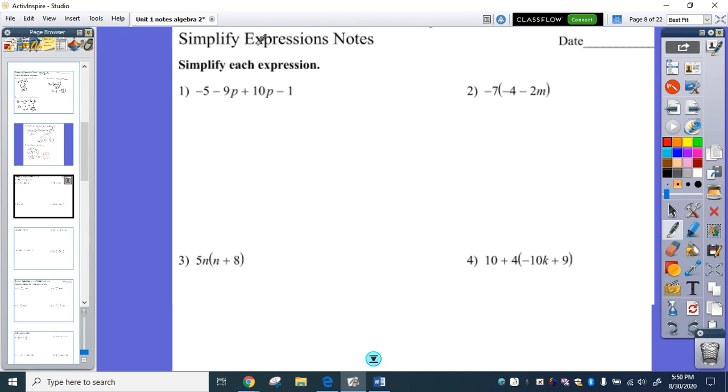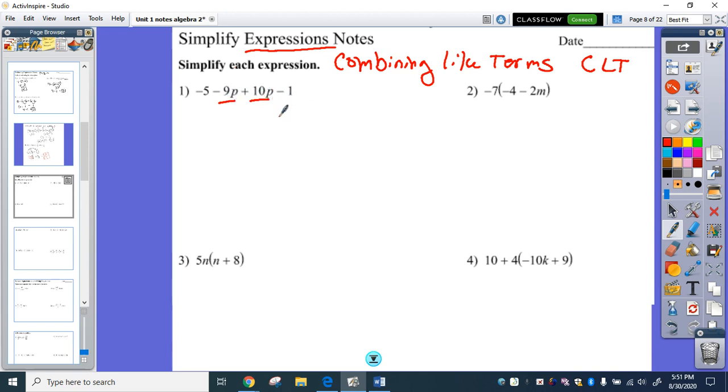Remember that an expression is going to be typically something that has a term with a variable and a constant. So remember, constants are numbers without variables, and then we have our variables with coefficients. So a lot of times when we do these, we just kind of remember we are basically combining like terms. I used to denote this as CLT, combining like terms. So if anybody ever asked me what step I was doing, I would just say CLT, combining like terms.